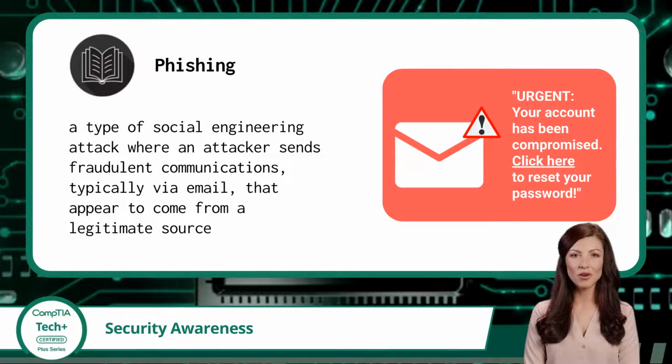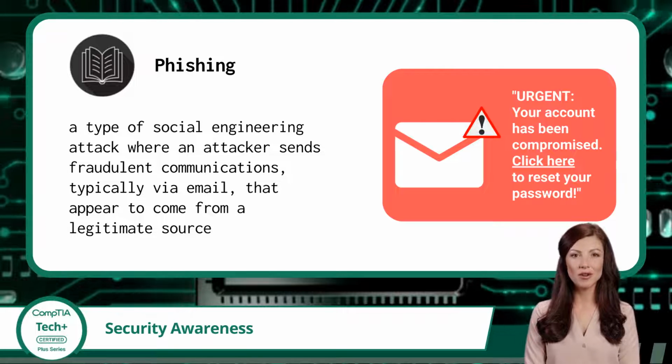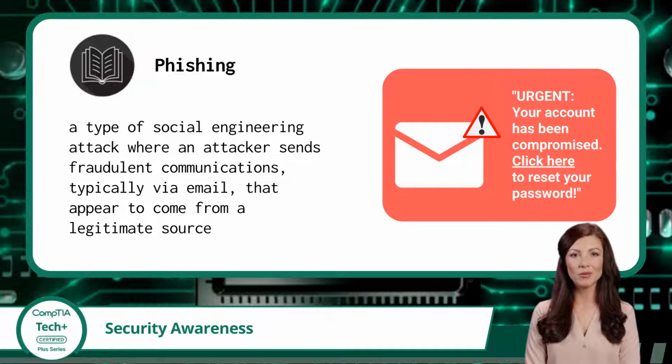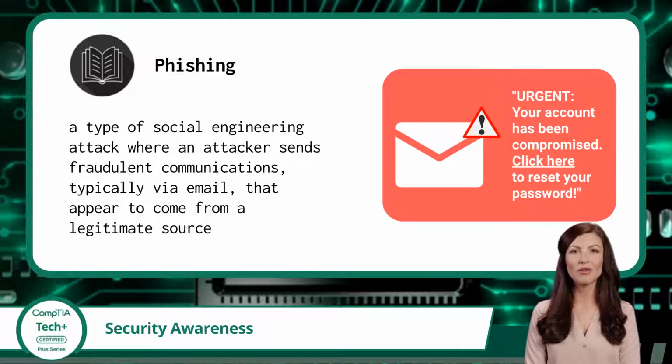Now, one of the most common forms of social engineering is phishing. Phishing is where an attacker sends fraudulent communications, typically via email, that appear to come from a legitimate source, maybe your bank, your boss, or even your favorite online store, all with the hope of reeling in your personal info. For example, you might get an email saying, "Urgent, your account has been compromised. Click here to reset your password." Spoiler alert, that link leads straight to a hacker's website.